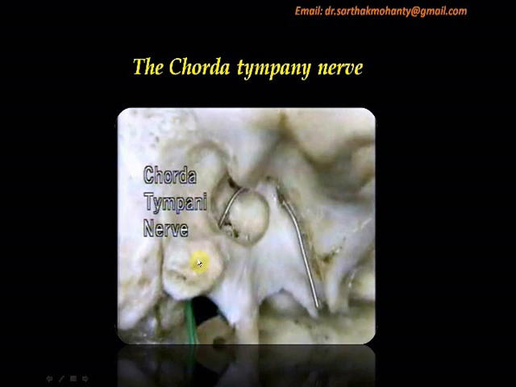Here is another picture of the chorda tympani nerve. This wire represents the nerve. It emerges from here, passes through this bony canal. This is the middle ear cavity and emerges through the anterior canaliculus and supplies the tongue.